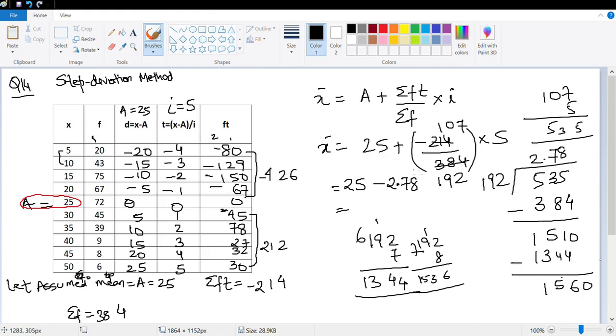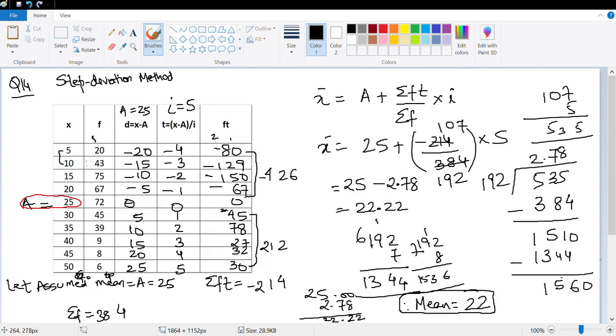2.78. Plus and minus becomes minus. So this is 25 minus 2.78. 10 minus 8, 2. 9 minus 7, 2. 4 minus 2, 2. 22.22. Perfect. Let's read the question again. What do they want? They want me to calculate the answer up to the nearest whole number. Therefore, mean is equal to 22 because that's the nearest whole number.